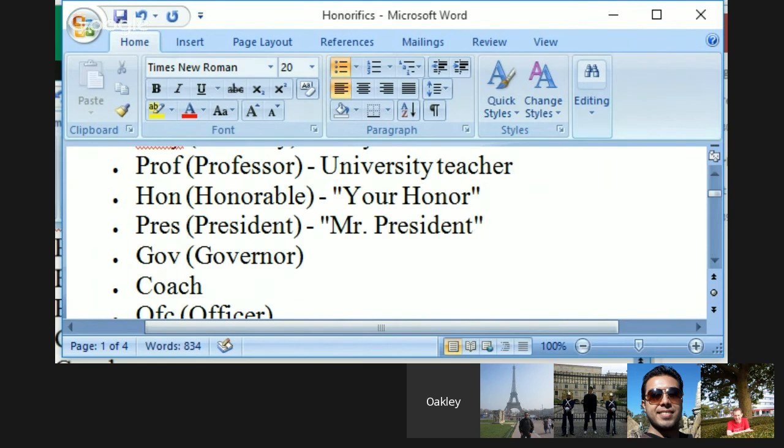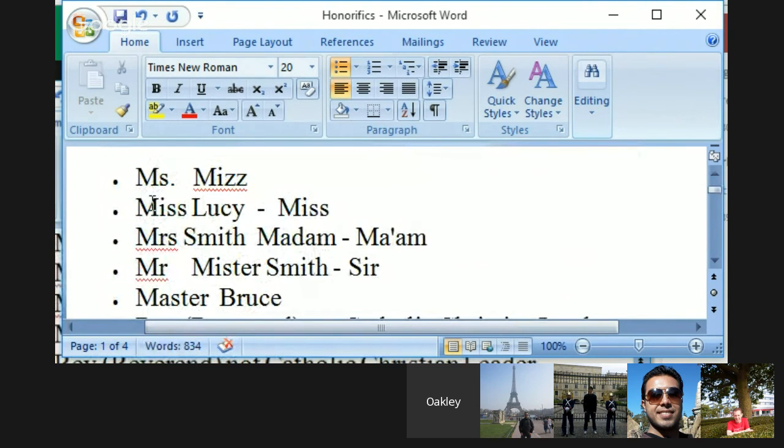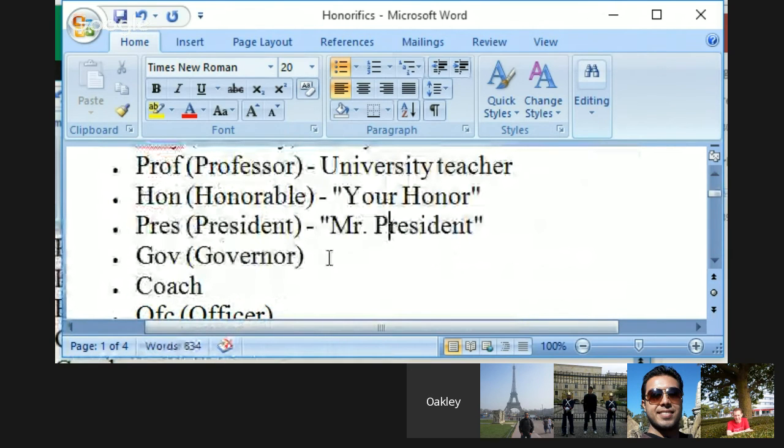Oh my goodness. Very important. All honorifics, by the way, are capitalized, okay? Always in written language, any honorific must always be capitalized. Very important. And what if the president is a woman?